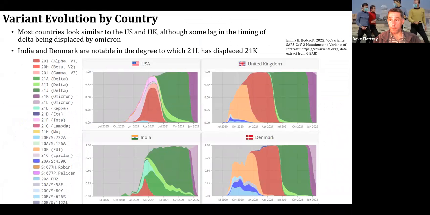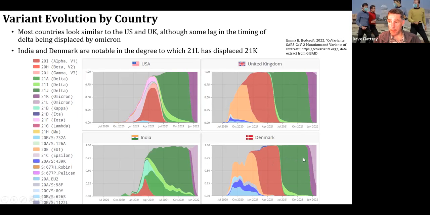These are a couple graphs of the variant evolution by country. These are from NextStrain, which is a site that analyzes the GISAID database. Most countries look similar to the US and the UK. Like we saw when Delta came, the right side of every graph was green because Delta had displaced everything else. Now the right side of every graph is pretty much purple because Omicron has done that.